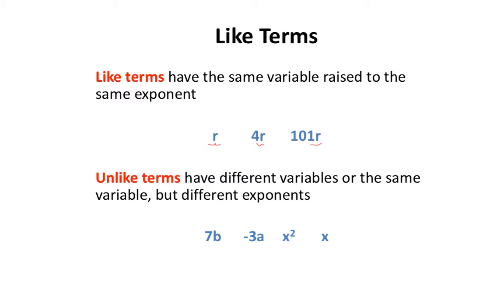Let's take a look at the first two terms. I have 7b and negative 3a. They are unlike terms because they have different variables. That's a variable of b, and that is a variable of a. Our last two terms are considered unlike terms because they have the same variable of x, but different exponents. The exponent here is 2, and the exponent here is 1, but it is not written in.